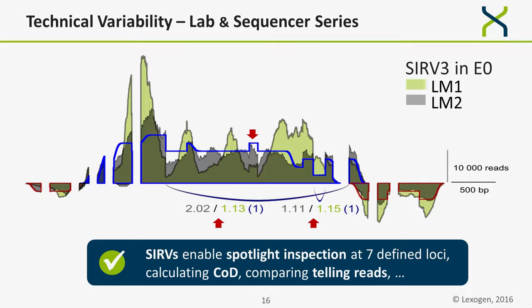So if the SIRVs enable you to have a spotlight inspection at 7 defined loci, allowing you to calculate the coefficient of deviation comparing telling reads, and if you now hope that eventually your pipeline will sort out all the mess and it will average out, no, it does not. Altogether, the results are not too bad.